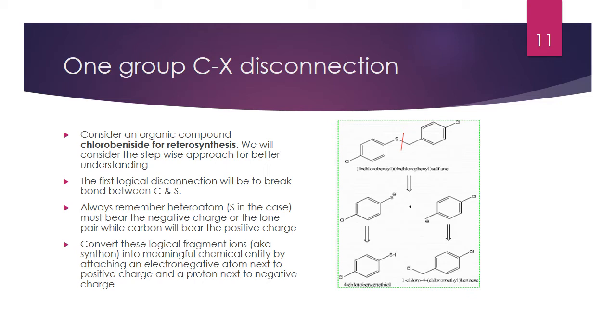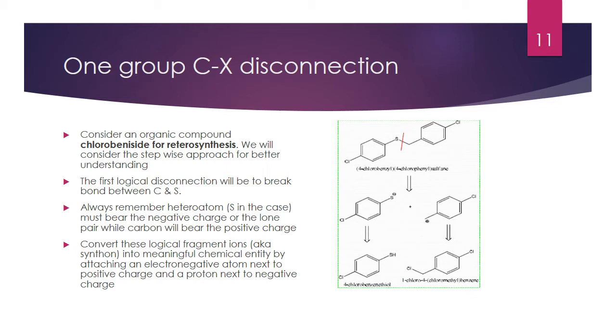So never try to break a bond between an aromatic ring and a sulfide or any heteroatom. Always go for the disconnection between sulfur and the aliphatic carbon. Don't go for the disconnection between sulfur and the benzene. Benzene with a positive charge is never stable, so we have to generate a fragment that is stable. Benzene with a positive charge cannot be stabilized, right?